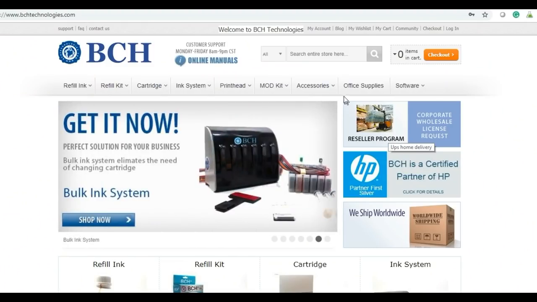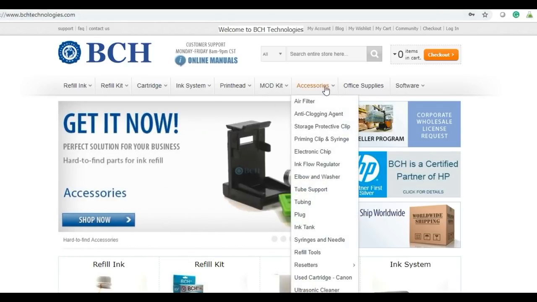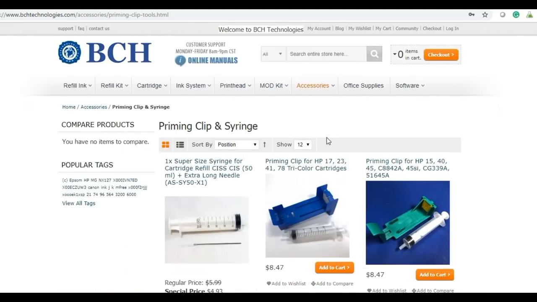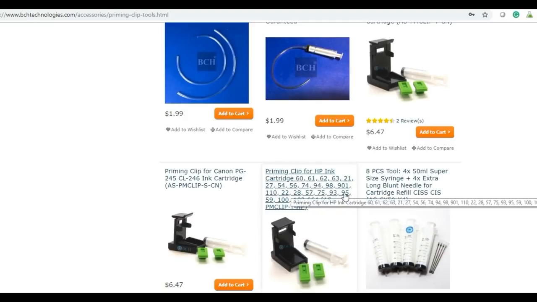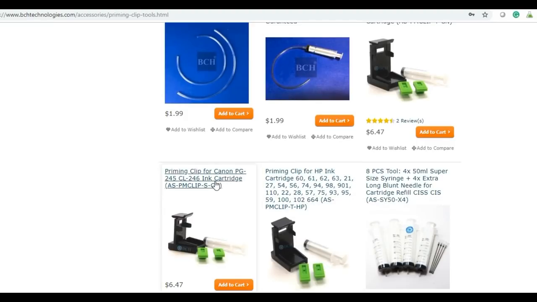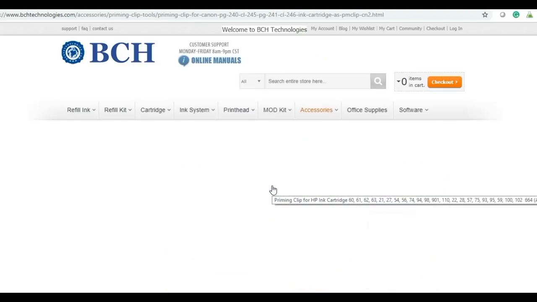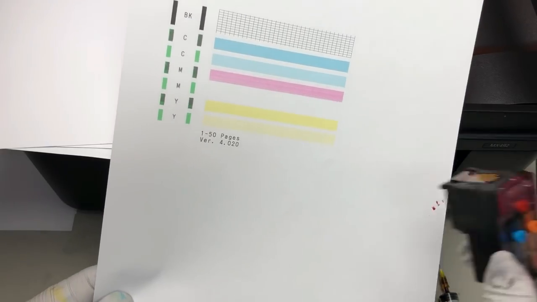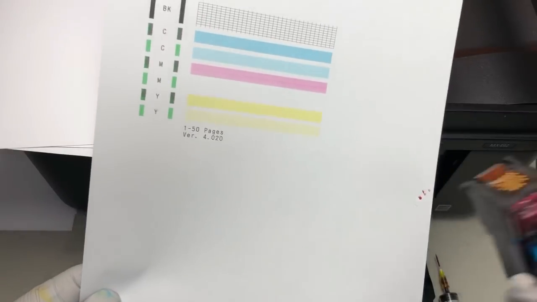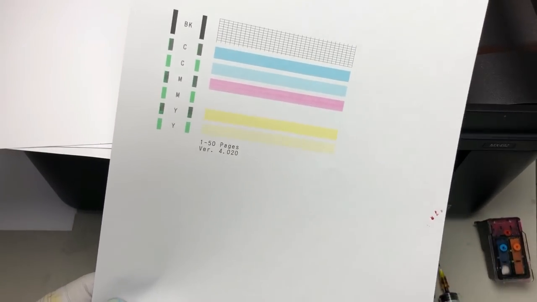If you don't know what a priming clip is, go to bchtechnologies.com, go to accessories, and priming clip and syringe. This one is using the 245-246 priming clip. Basically, you just put the cartridge on it, and then you draw the ink from the bottom. You cannot clean by blowing air, okay? Unless you make it airtight.